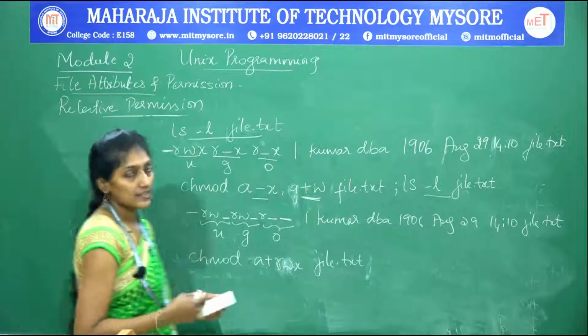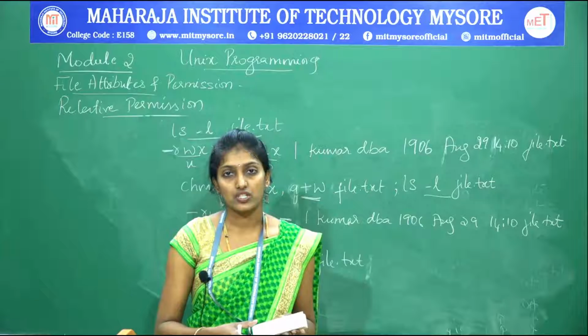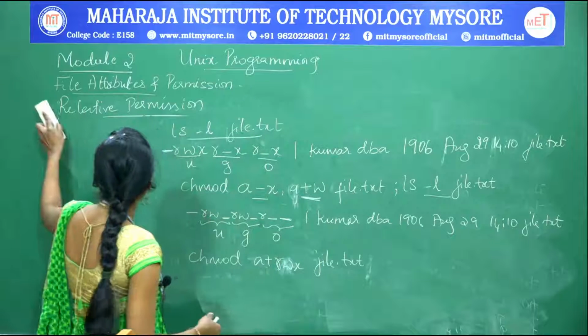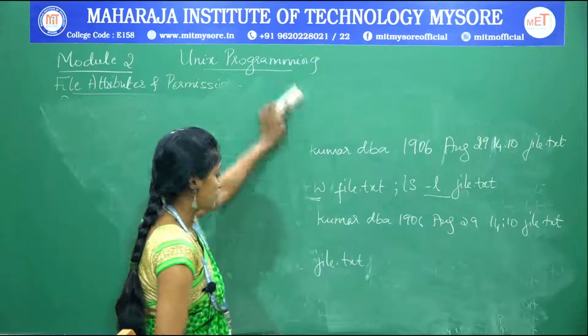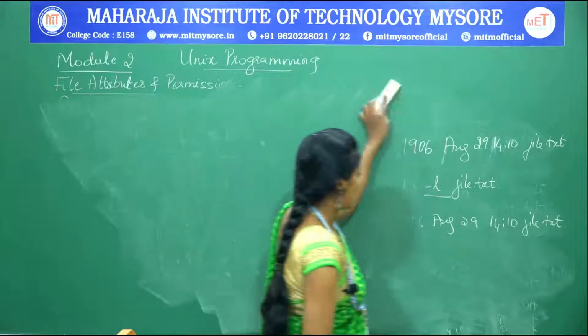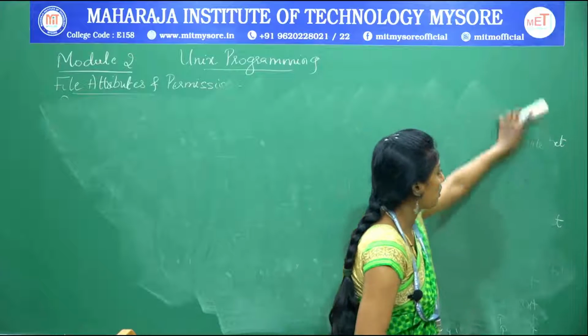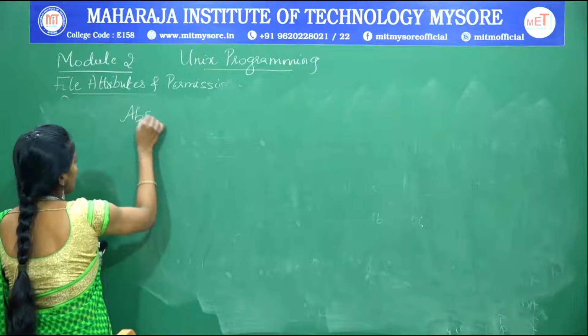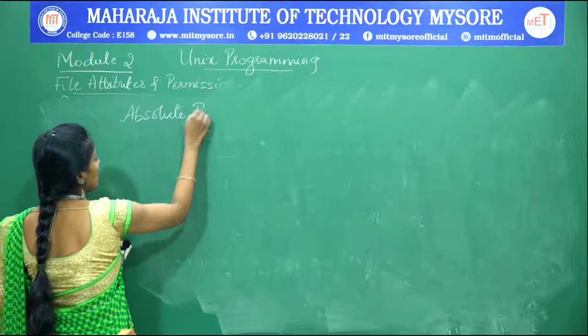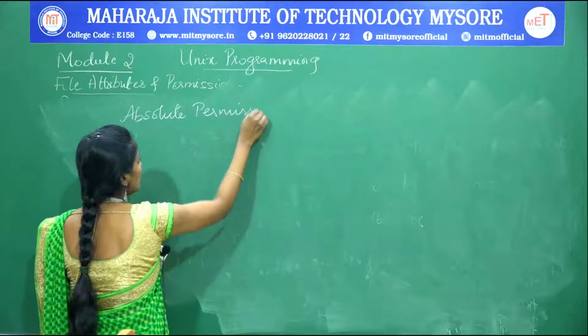So next, we have the absolute permission mode, that is, using chmod for file permission, changing the file permission. So what is this chmod file permission with respect to absolute permission? How are we going to change the permission?